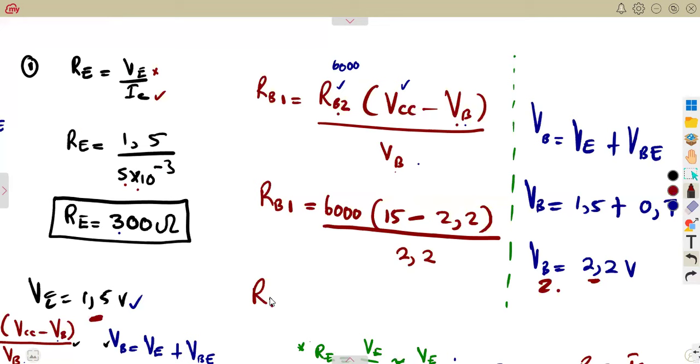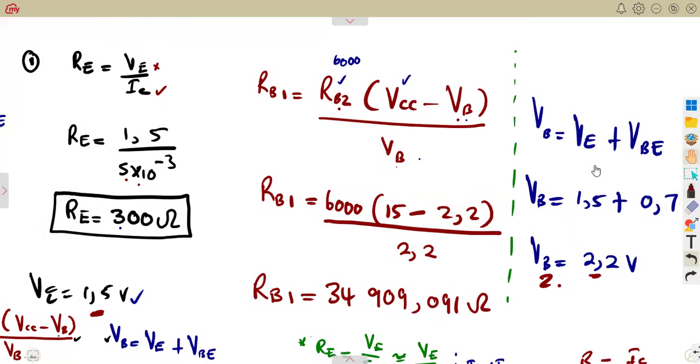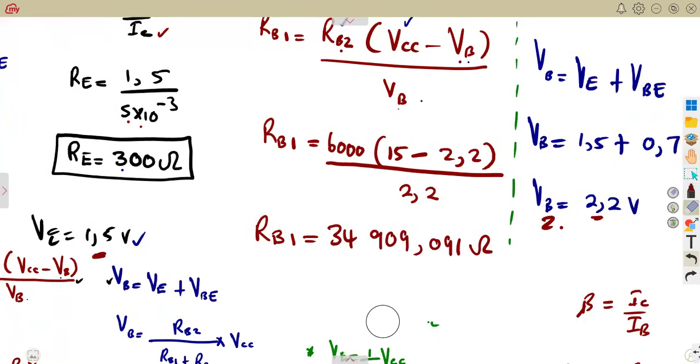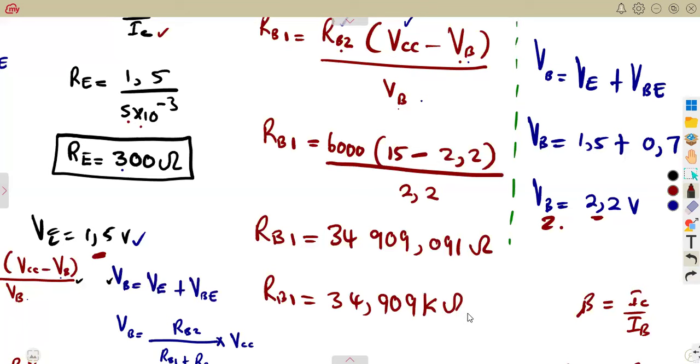That was going to give us the value of RB1, which is part of the voltage division combination that we have there. So it was going to be 34,909.091 ohms, which you can write in kilo ohms. So you can actually have this in kilo ohms. So RB1, just divide by 1,000. It was going to be 34,909 kilo ohms. So thus you can have your answer that way.